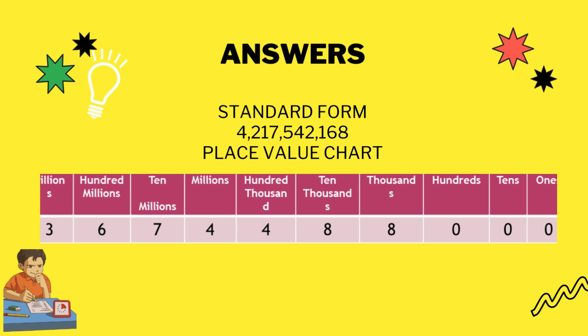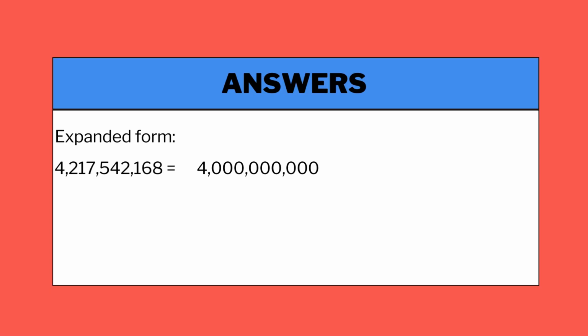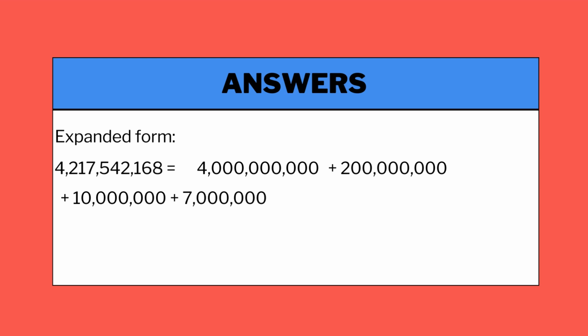You can also write it in expanded form. The first digit is 4. After that, since it's a billion number, after 4 there are total 9 zeros, plus the next digit is 2. Now after 2 there are total 8 zeros, plus the next digit is 1. So after 1 there are total 7 zeros. The next digit is 7. After 7 there are total 6 zeros. The next digit is 5. After 5 there are 5 zeros.